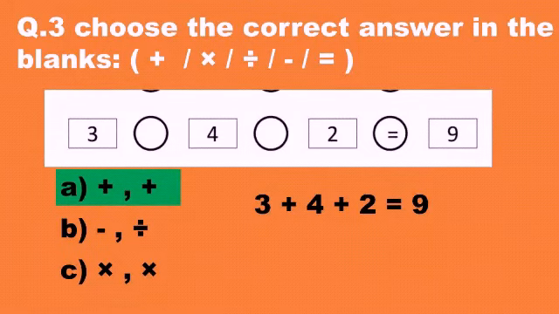If we choose the first option, addition and addition, what will we get? 3 plus 4 equals 7. 7 plus 2 equals 9. So the answer will be 9. See, if you want to solve this type of question, you have to take the help of the options. First of all you need to check by options.